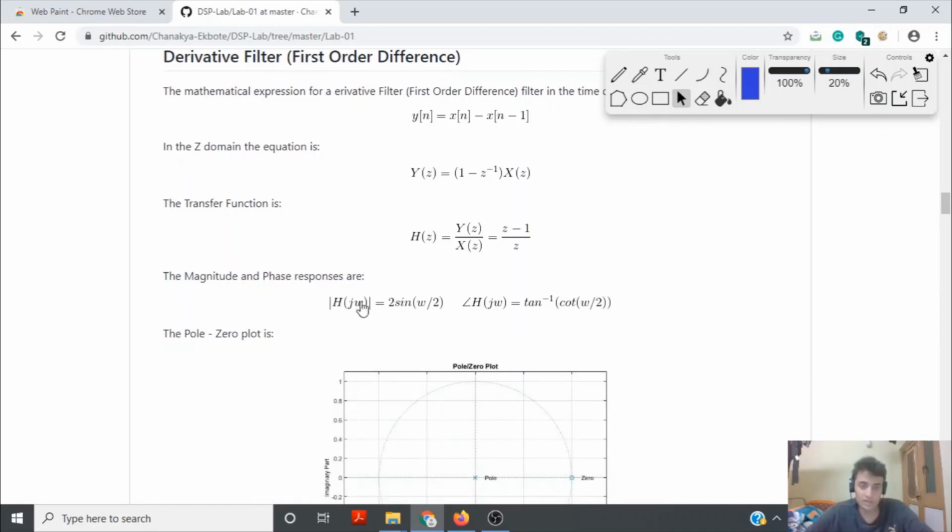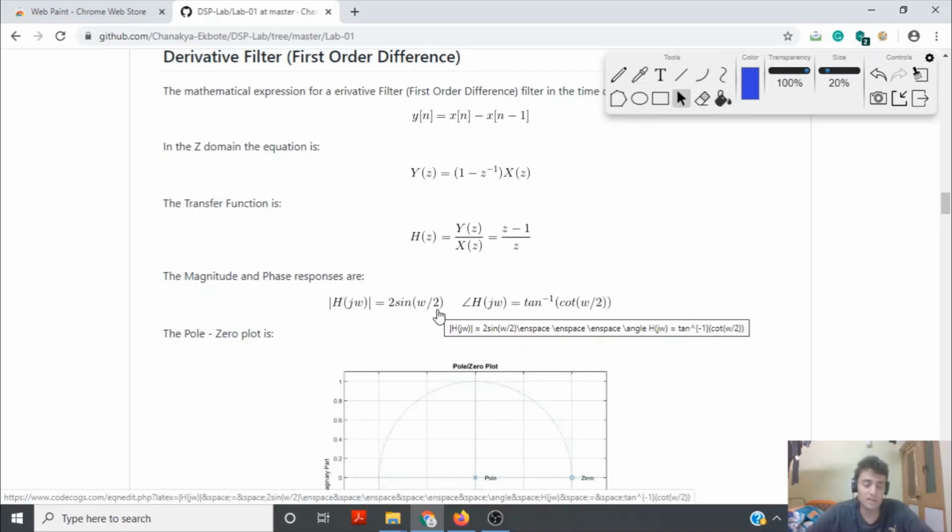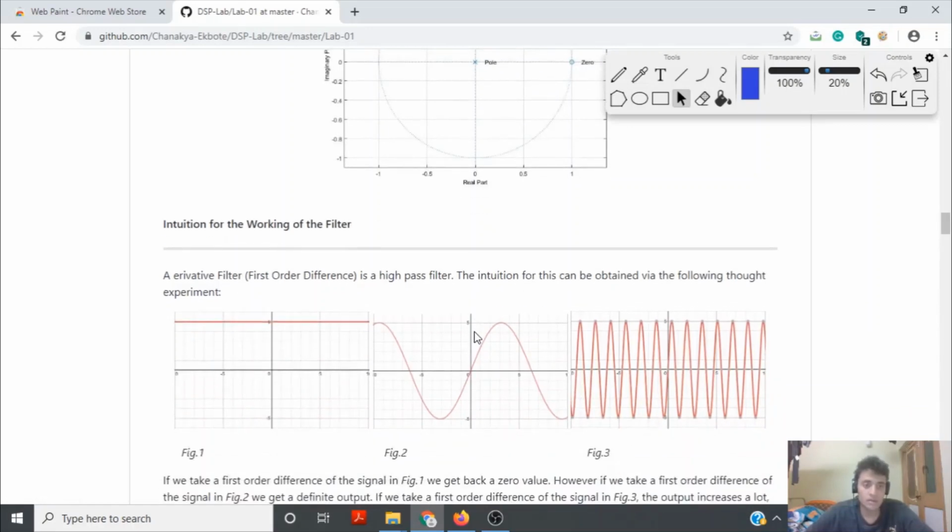Now the magnitude and phase responses can again be obtained using the same procedure as we described before, by substituting z is equal to e power j omega and then getting the magnitude and phase responses respectively. Now the question arises: why is this filter a high pass filter? So let's just take this particular point, this point.